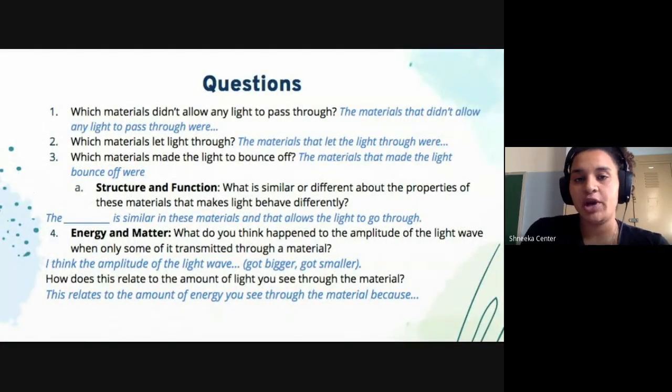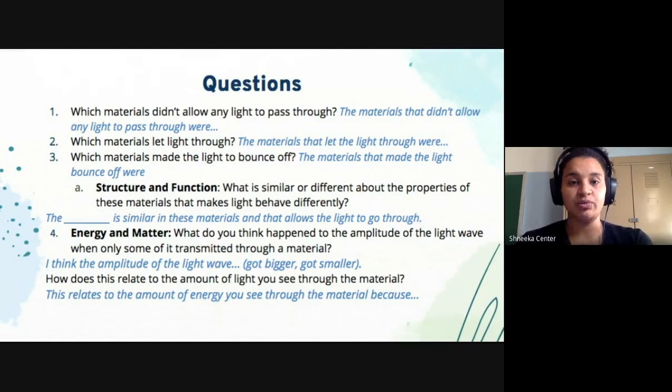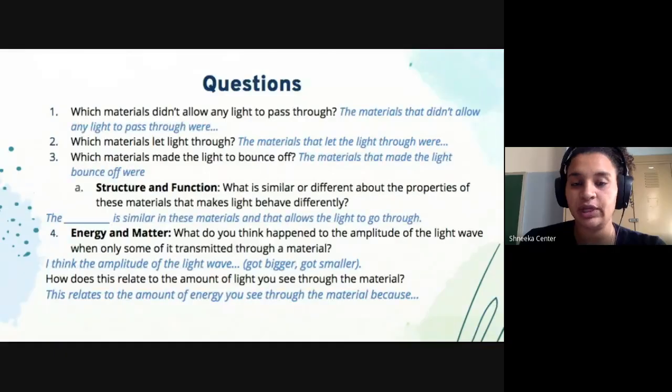Once you're finished making your observations, you're going to answer these questions in your student packet. 1, which materials didn't allow any light to pass through? 2, which materials let light through? 3, which materials made the light bounce off? What is similar or different about the properties of these materials that makes light behave differently?